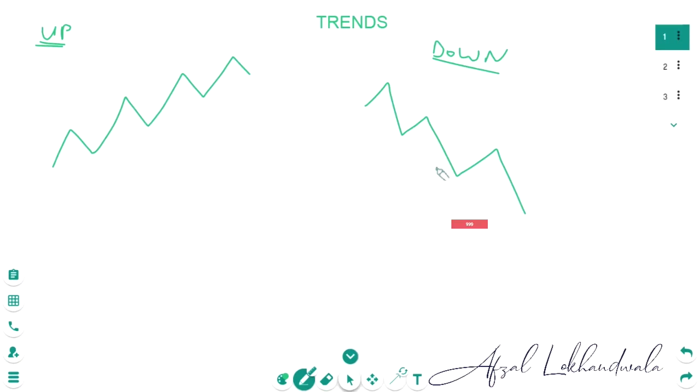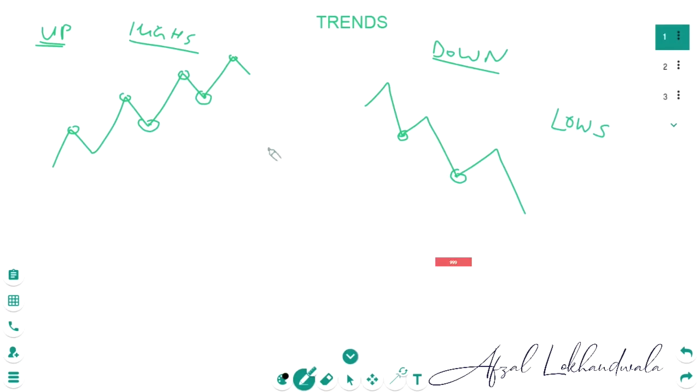Let us understand how. So we call these points the highs. What do we call these points? We call these points highs. These points we call them lows.